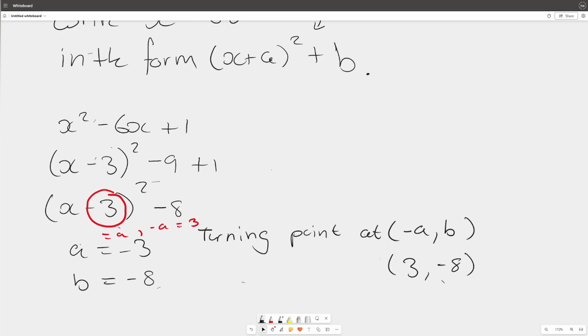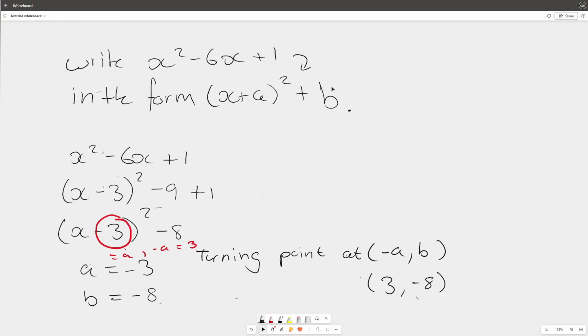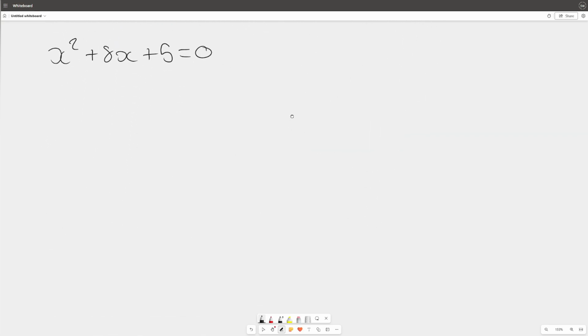Okay, great. So that is putting this expression into the form (x + a)² + b. Now let's have a look at solving a quadratic with this method. So here's another example, x² + 8x + 5, and we are going to complete the square on it.